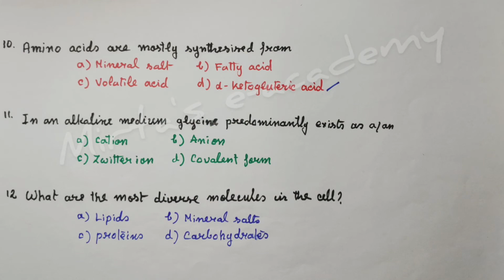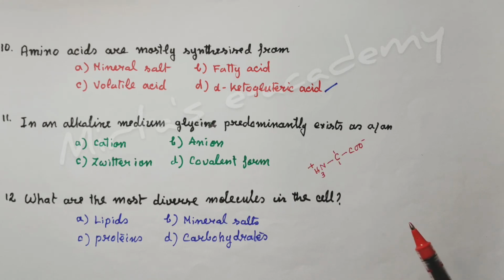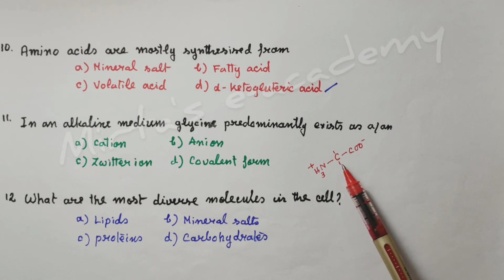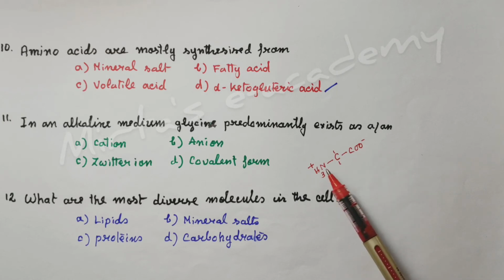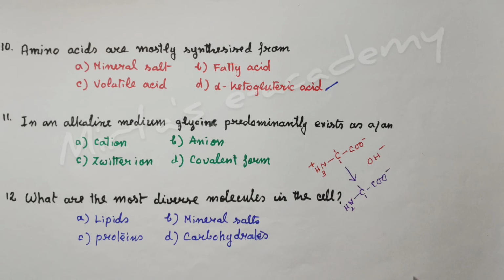Next comes: in an alkaline medium, glycine predominantly exists as A) cation, B) anion, C) Zwitter ion, or D) covalent form. This is a very interesting question. This C is the chiral center that you remember. But in case of glycine, these two will be H. So in glycine, there is no chiral center. And COO minus and NH3 plus. In alkaline medium, this OH minus will take up one hydrogen ion from here. And this is the formation. So this is an anion.